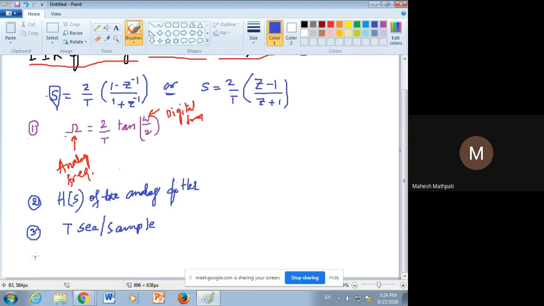And fourth step is substitute S is equals to 2 by T into 1 minus Z inverse divided by 1 plus Z inverse into the transfer function found in step 2.